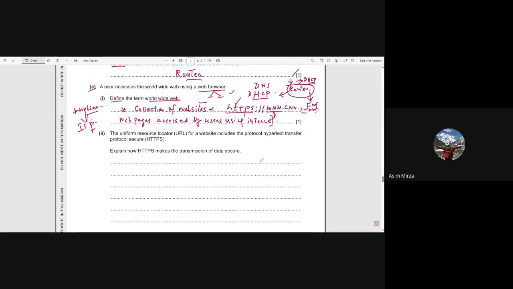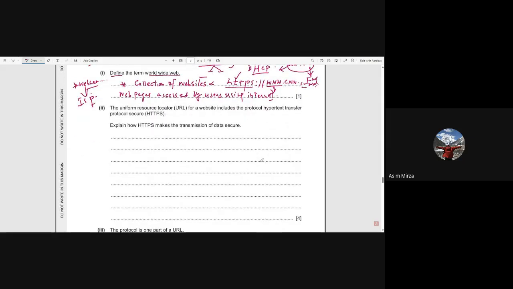We are doing the same question. Next part is the Uniform Resource Locator, URL. URL and the web address, it's the same thing. Website address, web address, it's the same thing, right? Uniform, in some places you can even find Unique Resource Locator. A URL for a website includes the protocol, Hypertext Transfer Protocol Secure. I just told you about that, right? So this one.